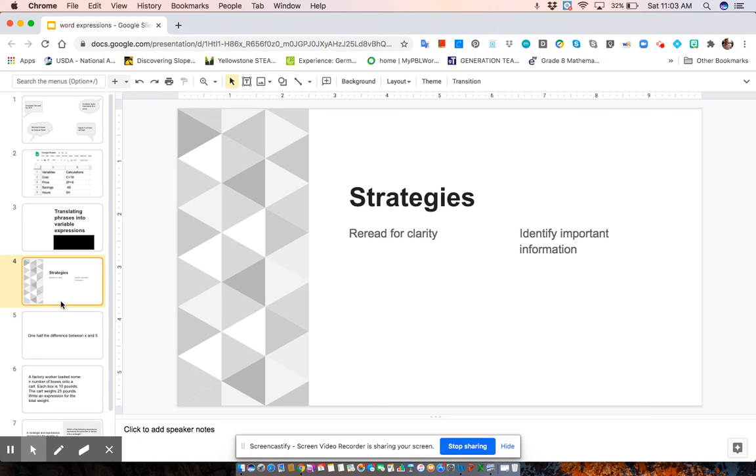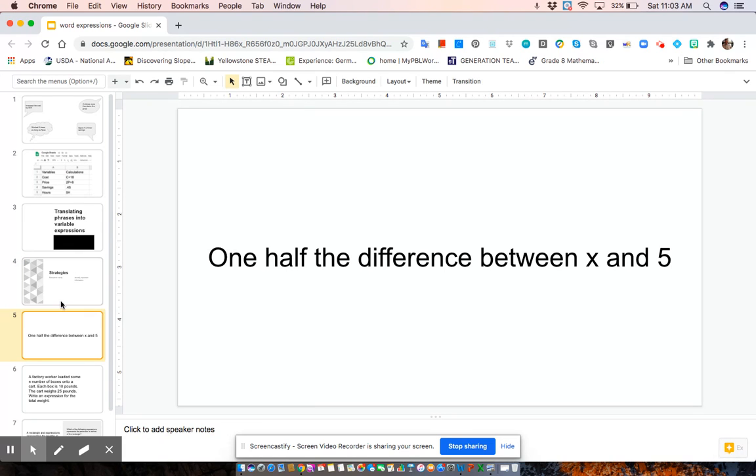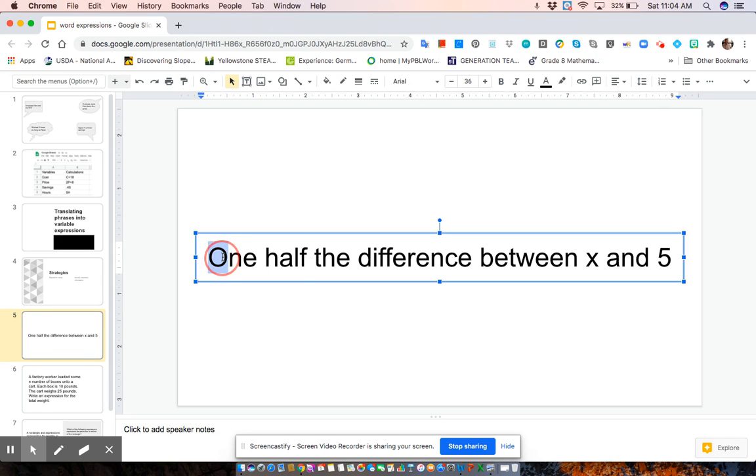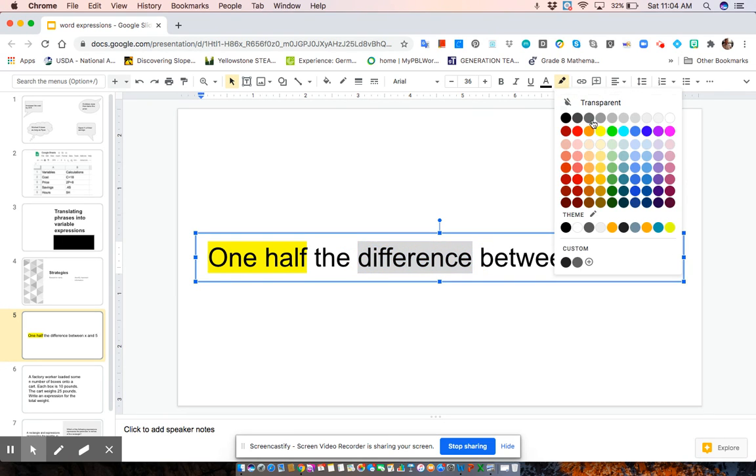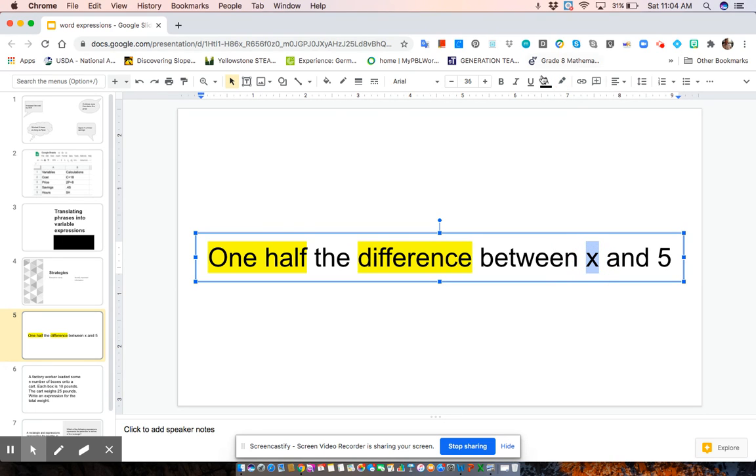Now, some strategies for this is to reread for clarity and to identify important information. So this first example, we have 1/2 the difference between x and 5. I'm going to reread that for clarity. 1/2 the difference between x and 5. Now, let's identify some important information. We got 1/2 here. I'm going to highlight that. We're dealing with a difference here. I'm going to highlight that. We have a variable x and 5.